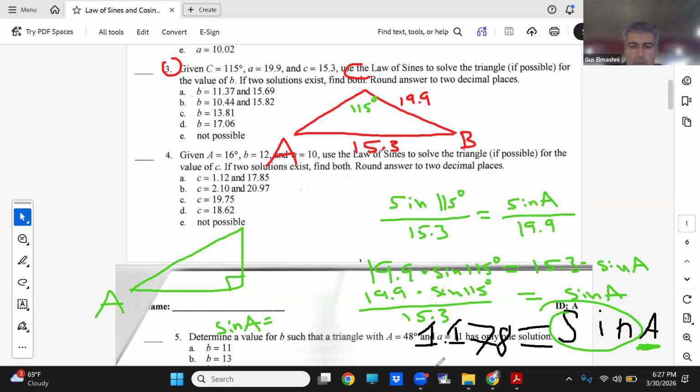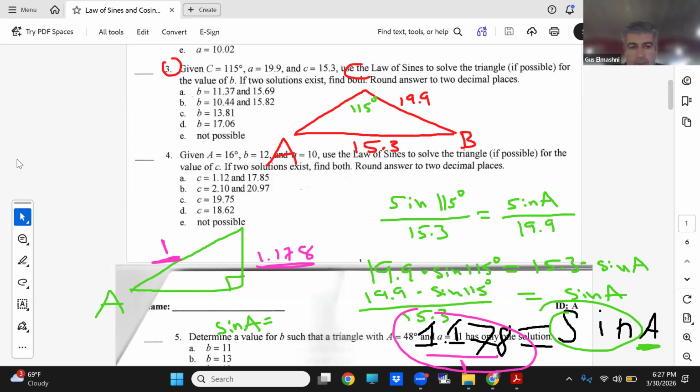Now, when you have 1.178, you're saying that it's 1.178 over 1. So you're saying this is 1.178 and this is 1. But that doesn't make any sense, right? Because how can this side be more than this side? That just can't happen, right? So that's why you get an error. So sometimes the law of sines will give you an error. The triangle is just not possible.